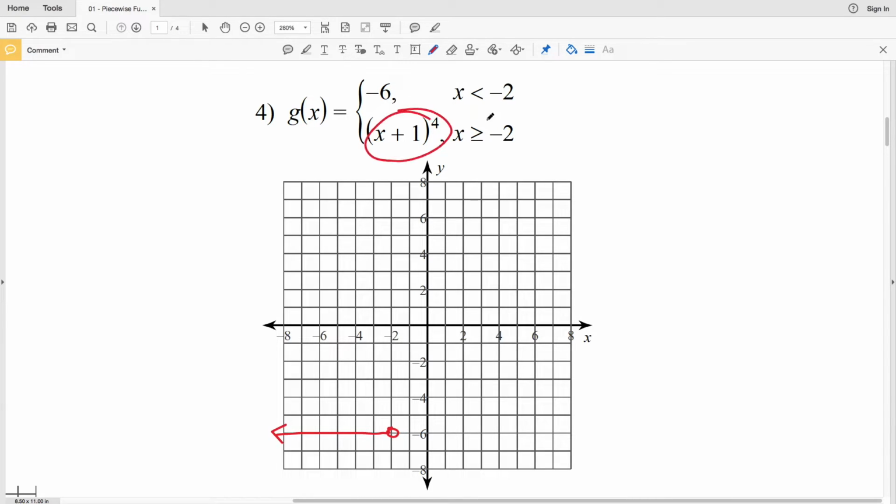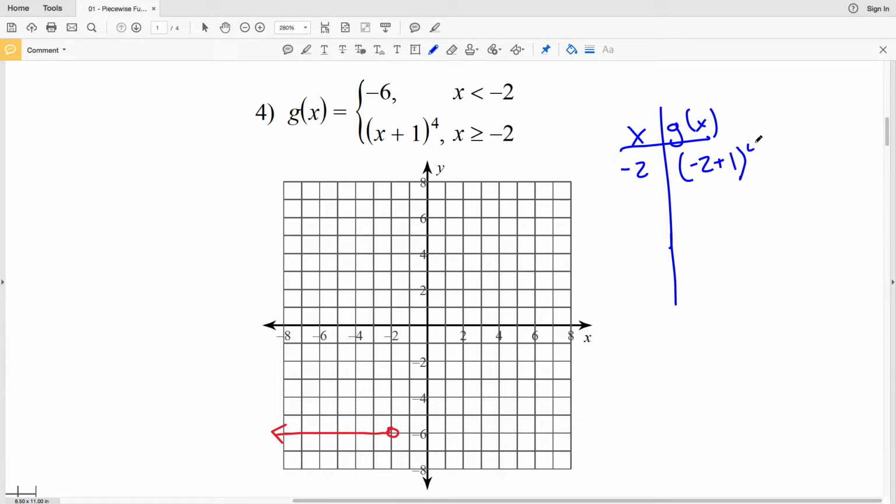I'm going to want to enter in a few points for the next part of our function because we're going to have a parabola. And in order to get a more accurate curve, we're going to enter in more points. So we're going to have x and g of x. Plugging in a value of negative 2 for x because that is in the interval, we'll have negative 2 plus 1 to the 4th. Negative 2 plus 1 is equal to negative 1, and negative 1 to the 4th equals a positive 1. So when we're at negative 2 in the x, we're at positive 1 in the y, and we're going to fill that in.